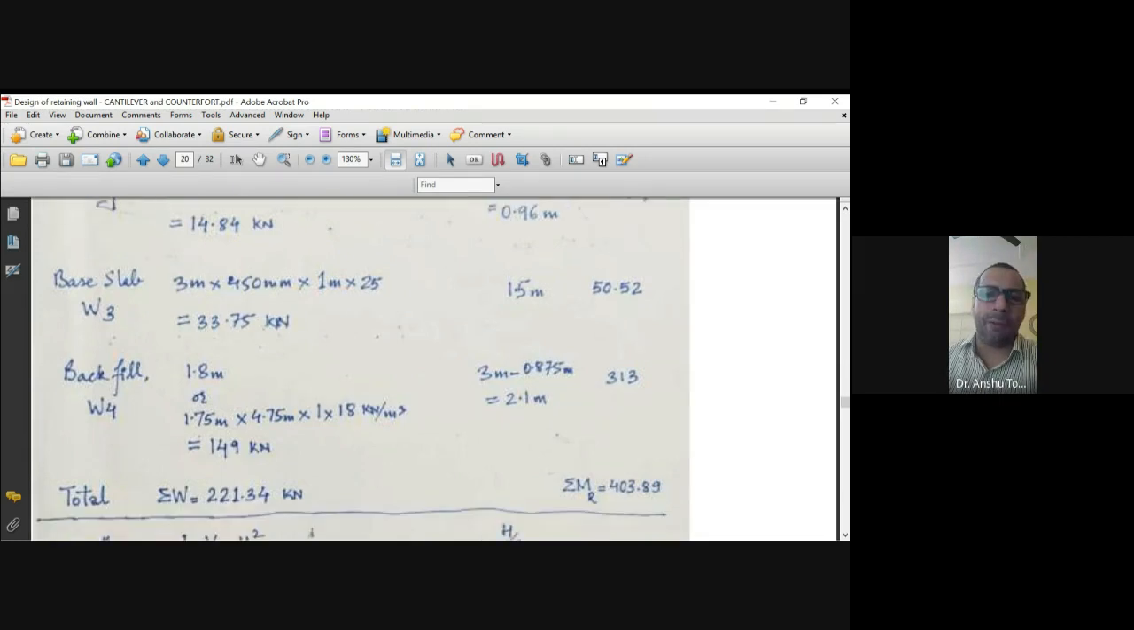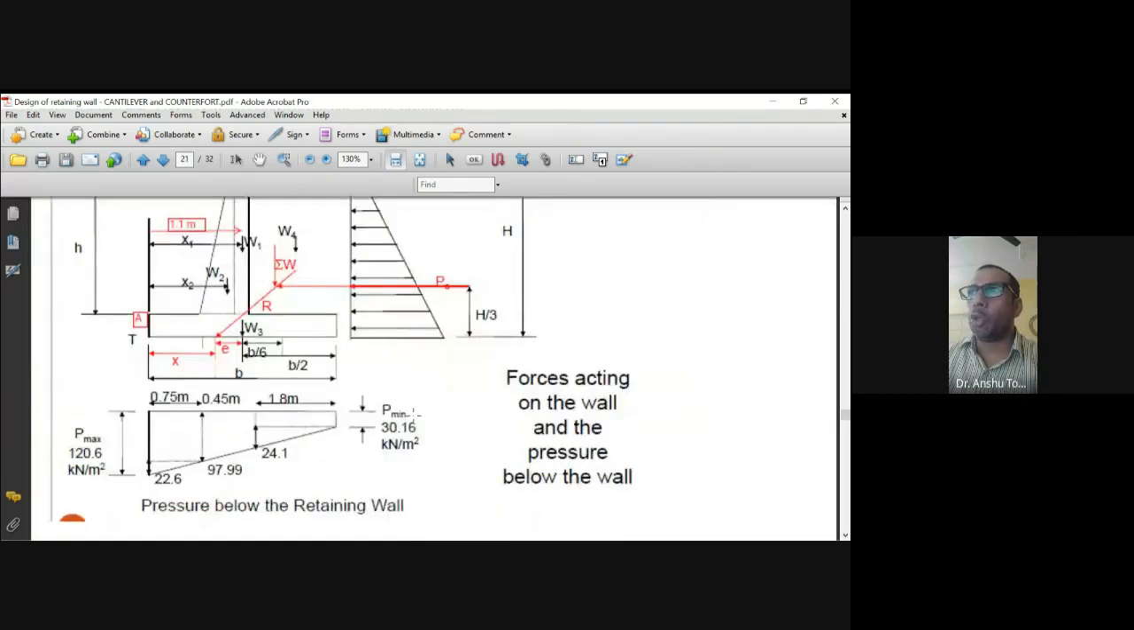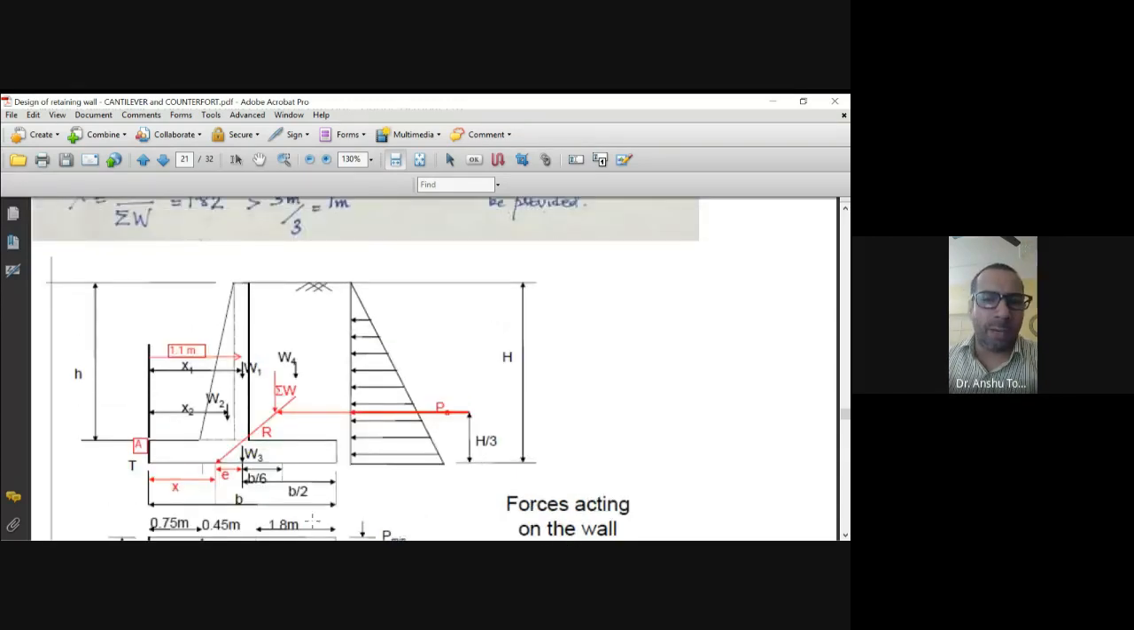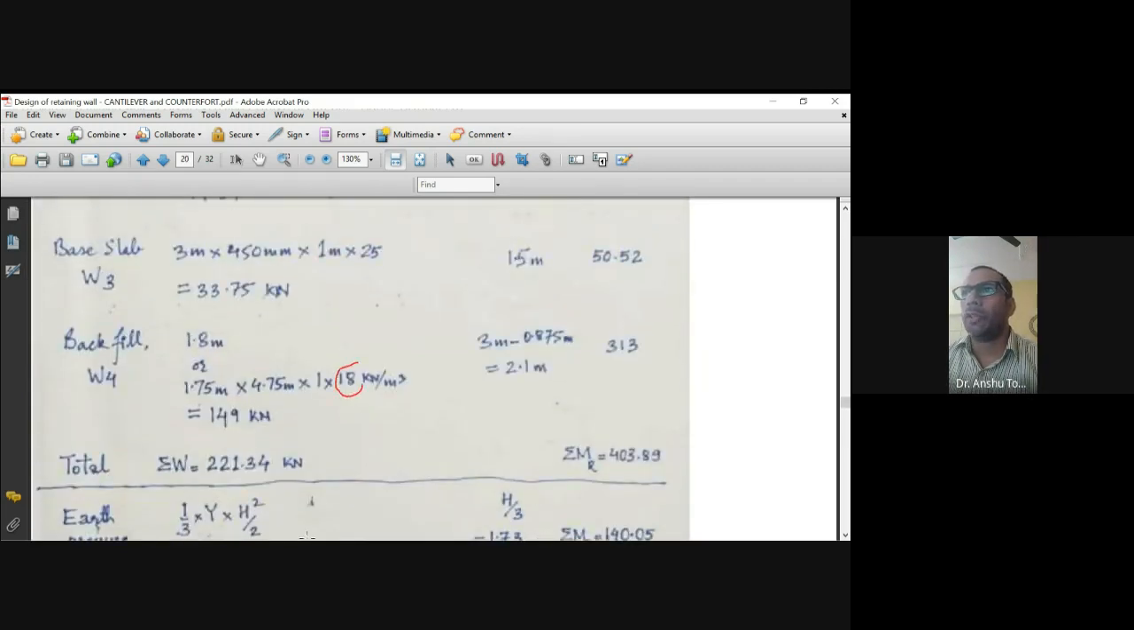Last is backfill. Backfill का जो हमारा आया था 1.75 मीटर आया था पीछे बैक में. So this is 1.75 meter. So backfill is going to be total as 1.75 into 4.75 is the total H into 1 meter into 18. Soil का हमारे पास 18 है unit weight. 1.75 is the length of the heel on which the backfill is supported. So this will give us W1, W2, W3 and W4.